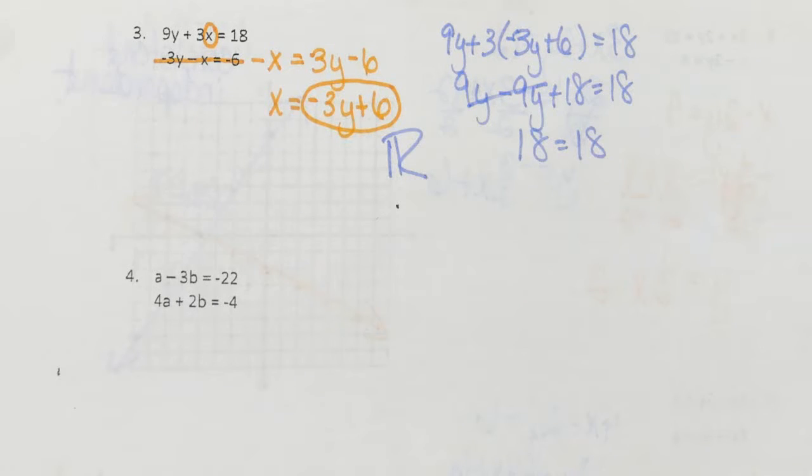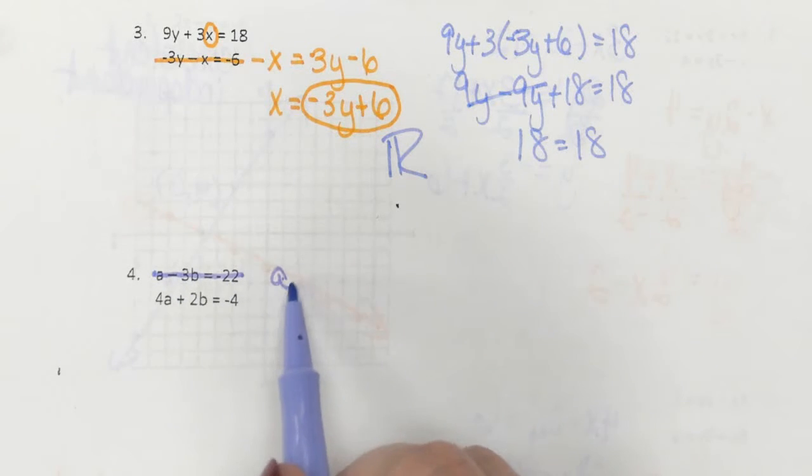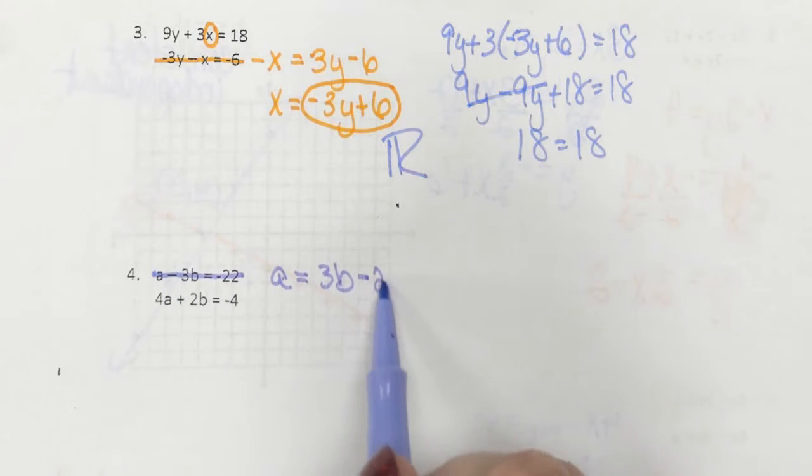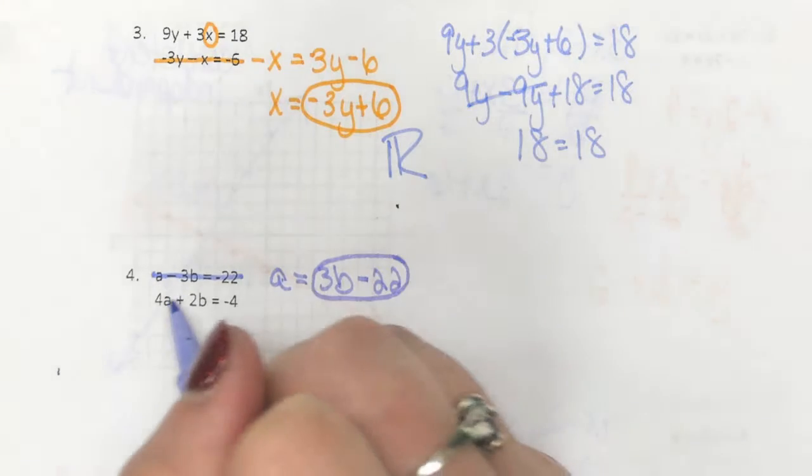All right, what about number 4? Y'all okay on number 4 so far? Which one was the easier one to solve on number 4? The first one, right? So you should get A equals 3B minus 22. Okay, and we're going to plug that in right here.